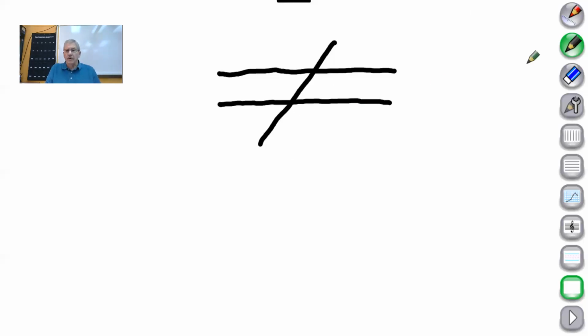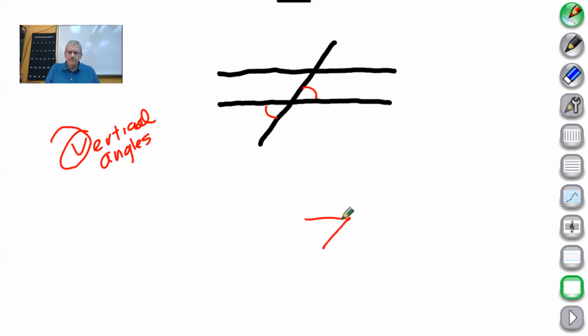So the first thing we notice is that this angle and this angle are equal, and they're called vertical angles. You can think of this as a V, vertical, and this is coming this way, and this is coming this way. So these two V's are intersecting each other, and so these two angles are equal.